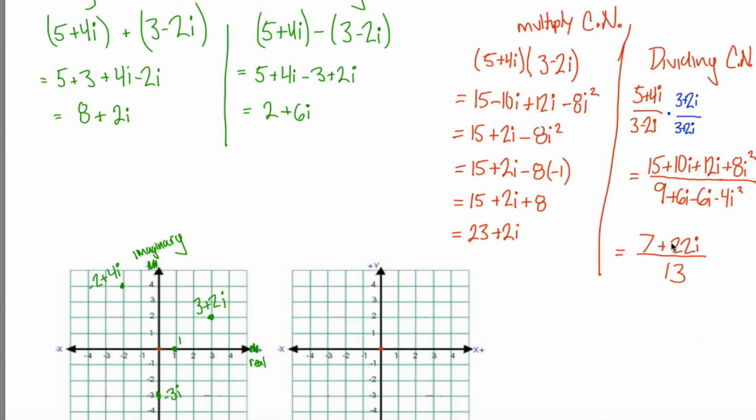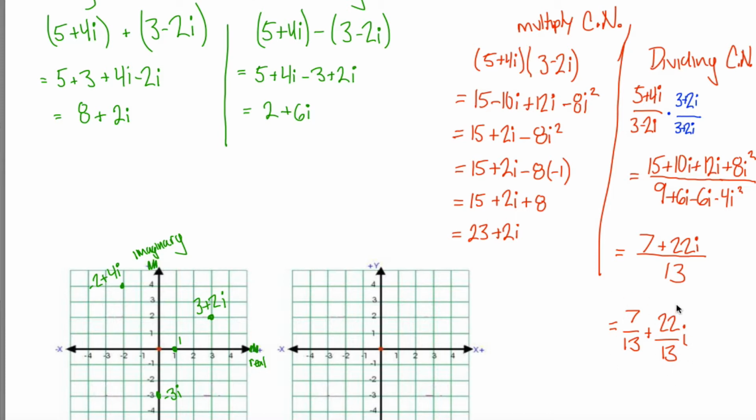This is not done because it's not in a plus bi form. But if you're real good with algebra, you might recognize that this is 7/13 plus 22/13 i. This is in a plus bi form. Why is that true? Well, 22/13 i is the same as 22i over 13. That's because when you're multiplying a fraction times a number, you can think about that number as i over 1 and then multiply straight across. So this is 22i over 13.